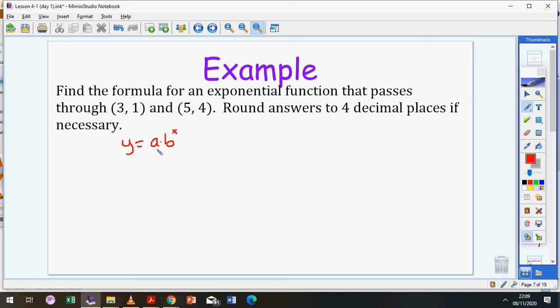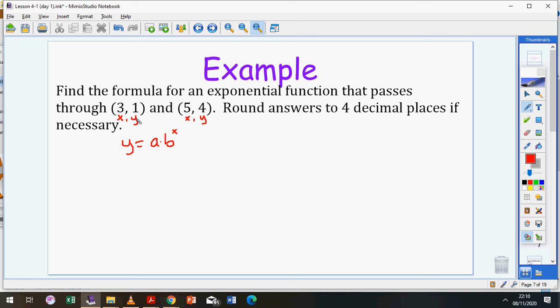Now, fortunately for me, I've been given two coordinate points. I've been given an x value and a y value, an x value and a y value. So I can substitute these x and y values into this equation, the general form of the equation, and it will give me two equations with unknowns a and b. If I have two equations with unknown a and b, then I can solve them simultaneously. Let me show you what I mean.